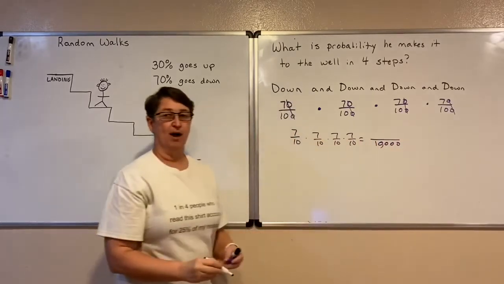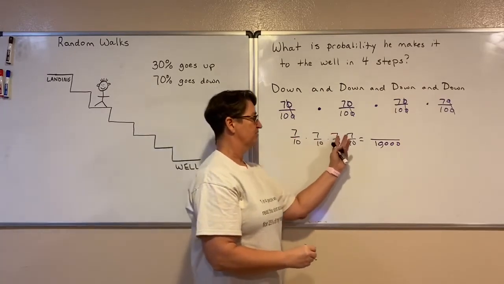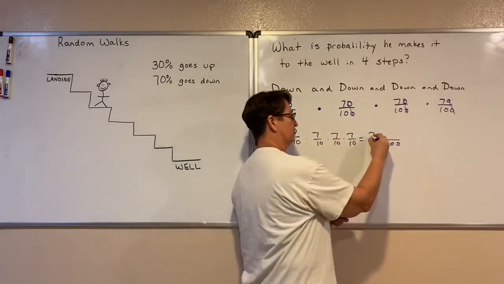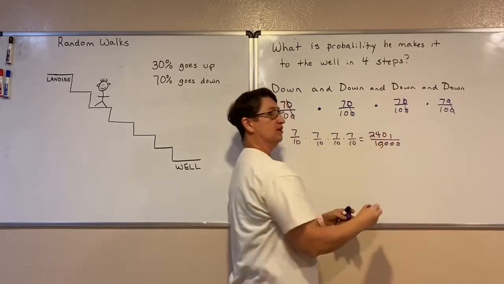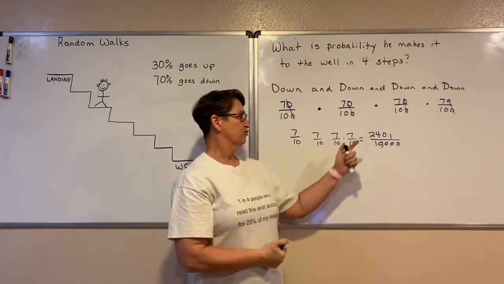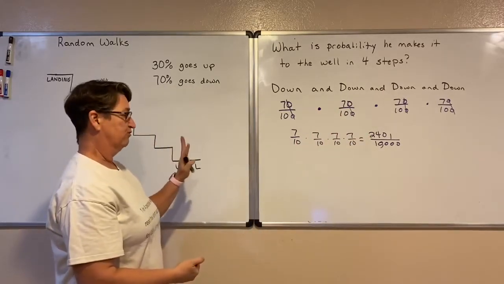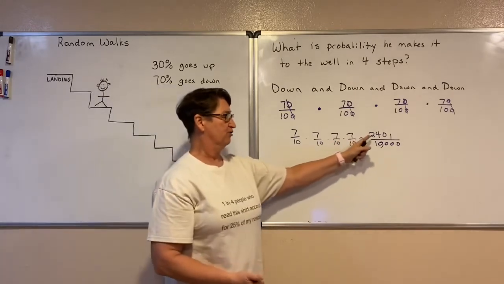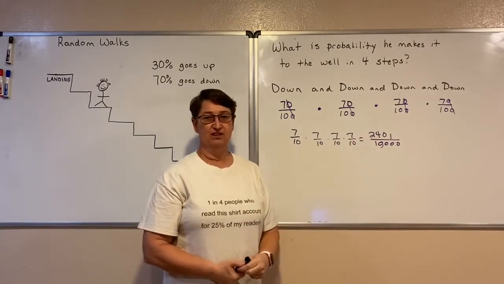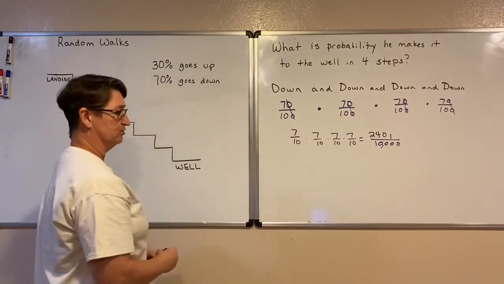And then on top, I'm multiplying 7 times 7, which gives me 49, times another 7 times 7 is 49. So 49 times 49 is 2,401. So the probability that Christopher Walken goes down and gets to the well in just 4 steps is 2,401 out of 10,000 times.